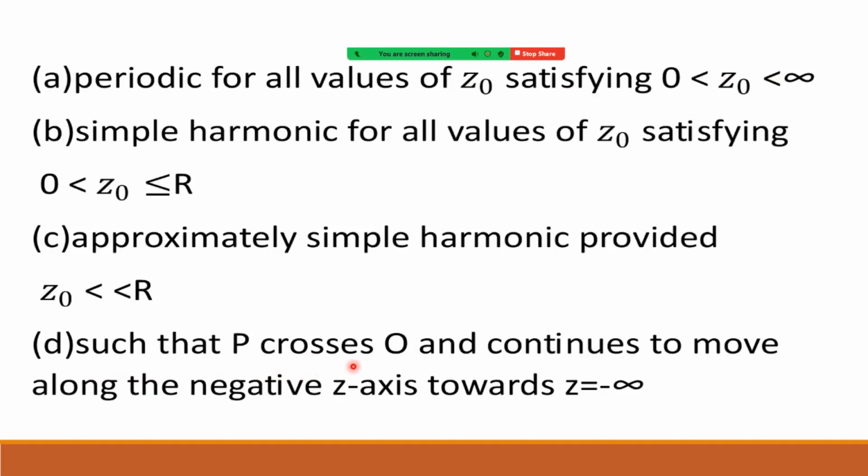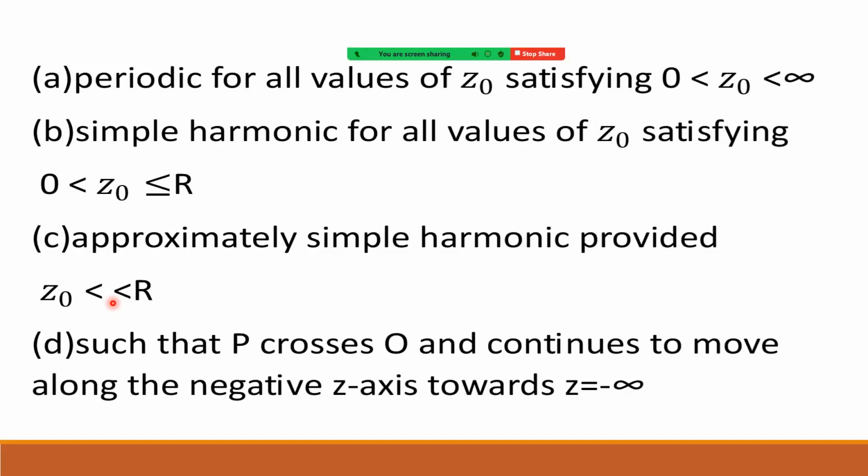Coming to option D: P crosses O and continues to move along the negative z axis towards z equal to minus infinity. This is again not possible, because according to energy conservation, it should come to rest momentarily and again move back. So option D is not correct, right? Option A, periodic, is possible. Next, option C. So these two are the correct options. That is the last one.